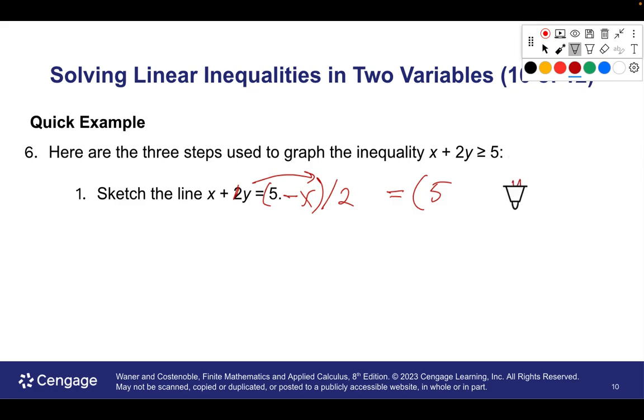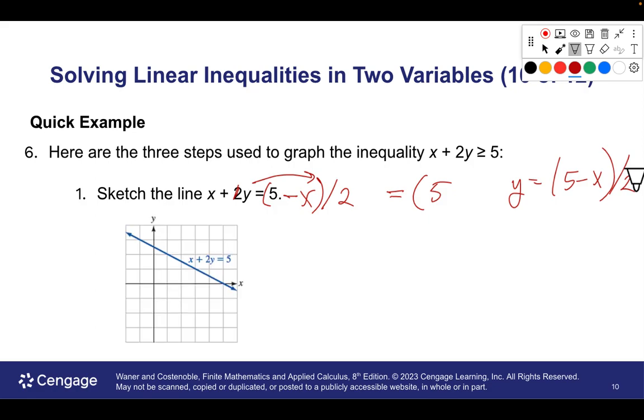You just take a look at it. y equals 5 minus x, divided by 2. That's what we're going to put in, and that's what we would get. So that's sort of how they're going to think about it. But we're going to have an inequality. But if we can graph a line, we're going to be good.